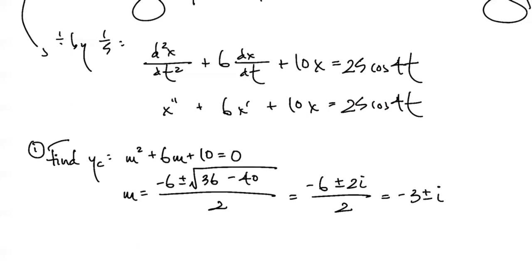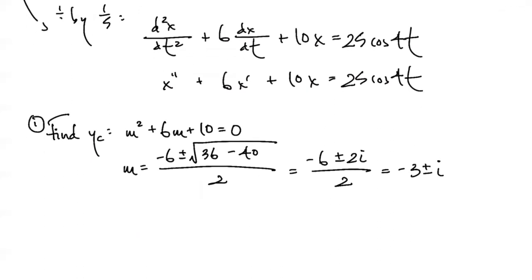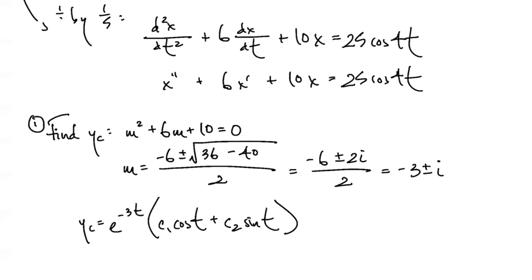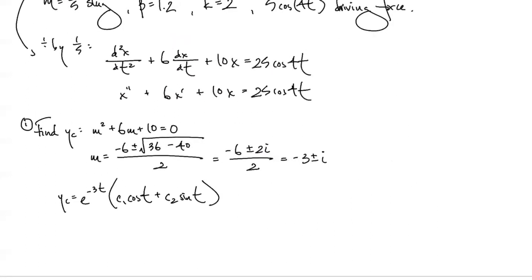Now again, this -3, that is the real part, that's going to give us that damping factor on the outside, the e to the -3t, the decay function that makes the motion stop eventually. Okay. And so this is going to give us y sub c equals e to the -3t times c1 cosine of t plus c2 sine of t. All right, now that's half the battle. We've done the homogeneous part.